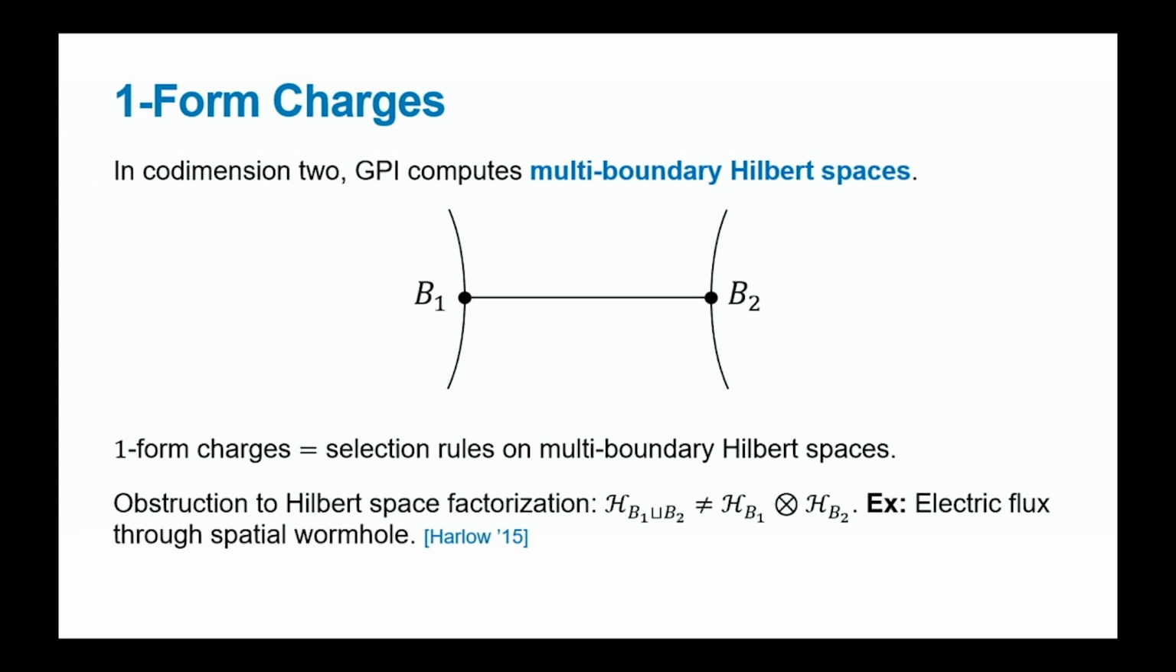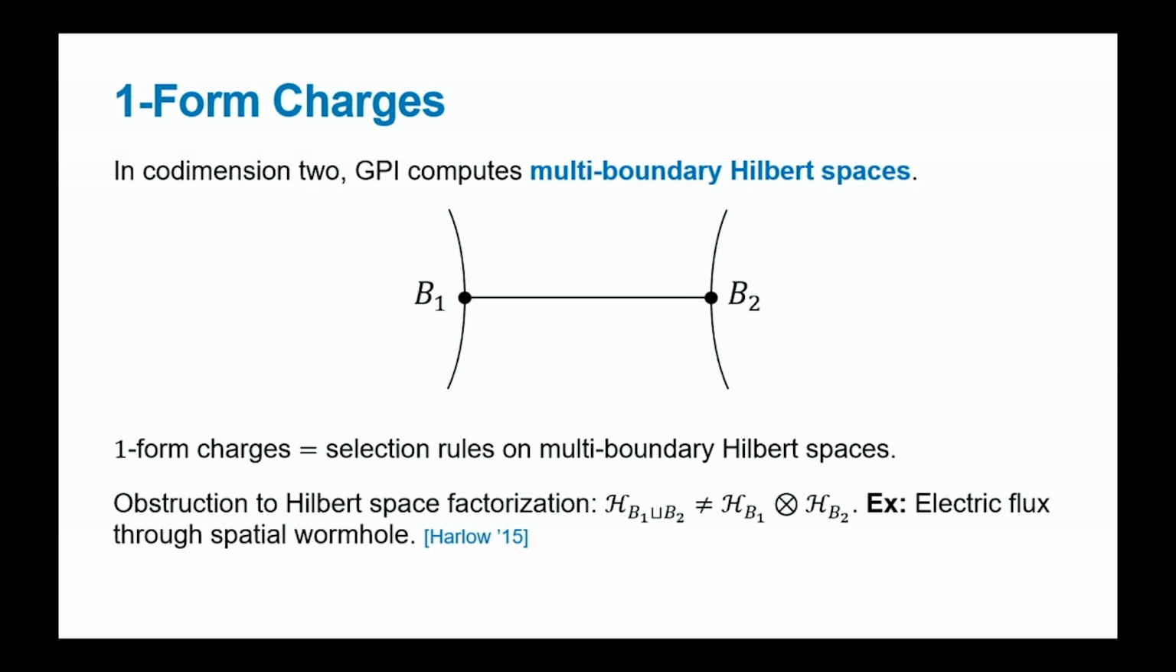What I've drawn here, B1 and B2, are supposed to be codimension 2 manifolds. I can use them as the spatial boundary of a Cauchy slice, and I can define the gravitational Hilbert space of quantum gravity quantized with those two boundaries. So a one-form symmetry, a one-form charge, is a selection rule on the ability to have a non-zero multi-boundary Hilbert space. Before, a selection rule was a rule that told you when an amplitude could or could not be non-zero. Here, I'm asking when can a multi-boundary Hilbert space be non-zero?